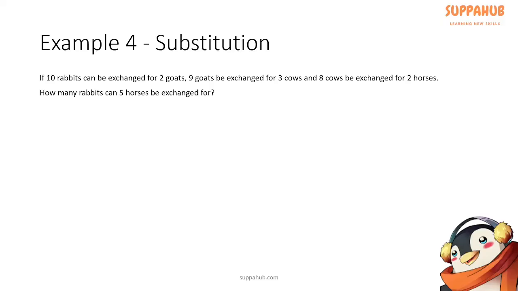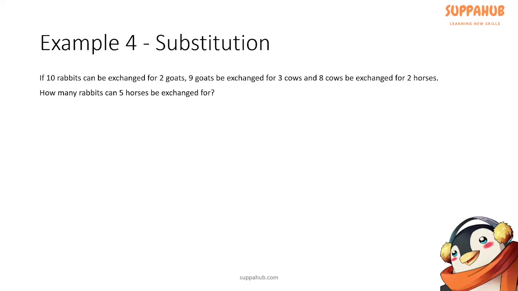If 10 rabbits can be exchanged for 2 goats, 9 goats can be exchanged for 3 cows, and 8 cows can be exchanged for 2 horses, how many rabbits can 5 horses be exchanged for? Okay, this question sounds a bit complicated in the beginning, but actually it's quite simple. Pause the video and try to form the equations yourself.